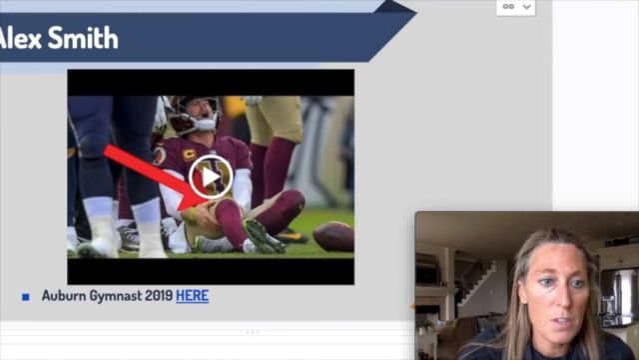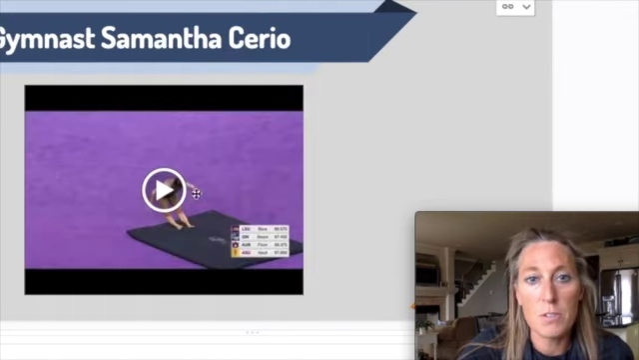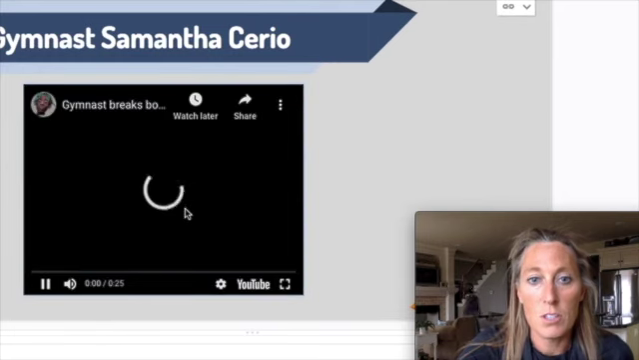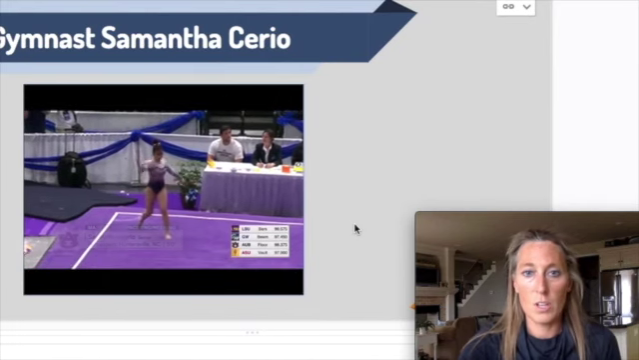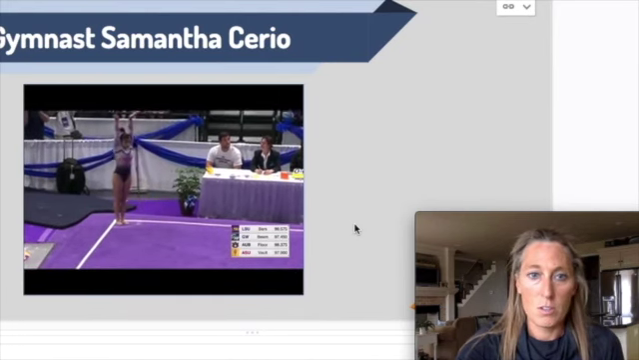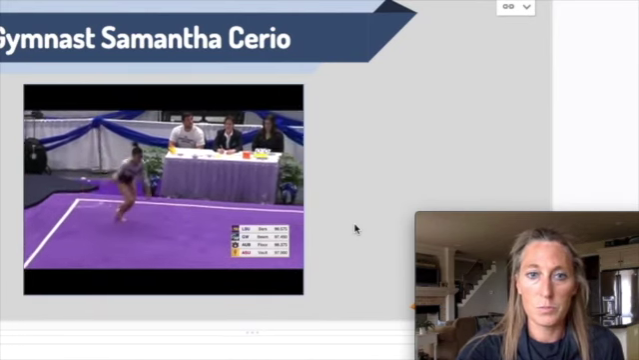Alex Smith, and you can look that one up on your own. Here's a gymnast that you may have seen in the past year. An aerospace engineering major. Such an impressive young lady. Let's see how high she flies right here.